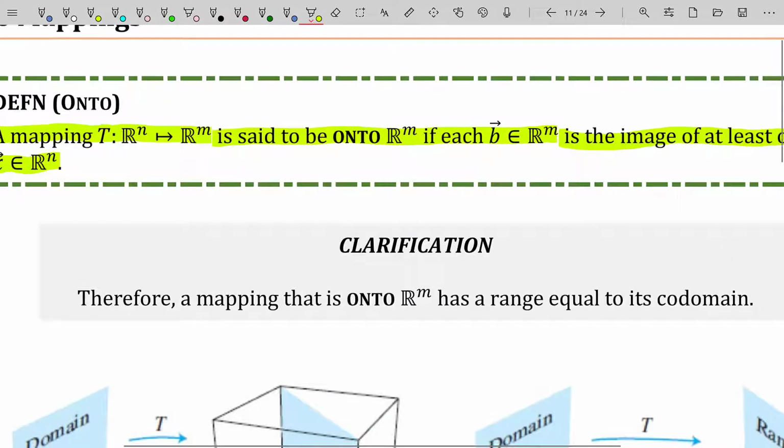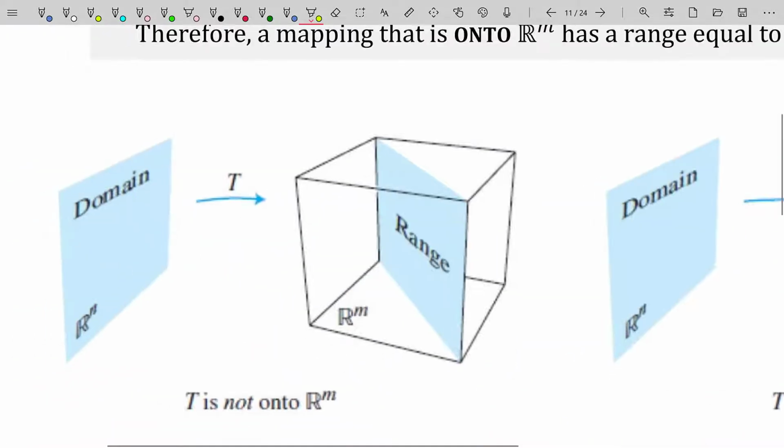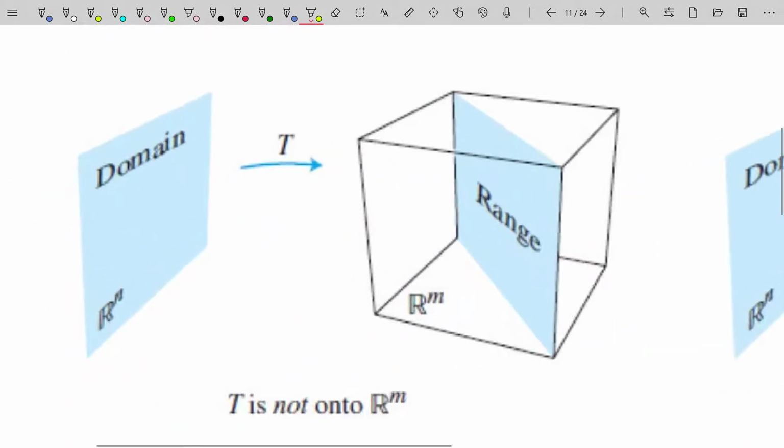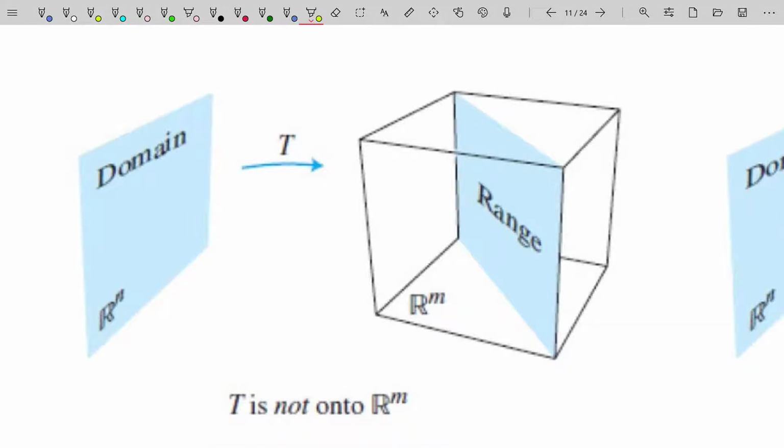And as a clarification, therefore a mapping is onto if the range of the mapping is equivalent to the codomain of the mapping. And remember, we had this conversation in a previous video about the difference between the range of a mapping and the codomain of a mapping. This image should help out. If you take a look at this image right here, you have the domain of your transformation. You have all those elements from your domain that get plugged into your transformation, and then their images get mapped to some subset of your actual codomain.